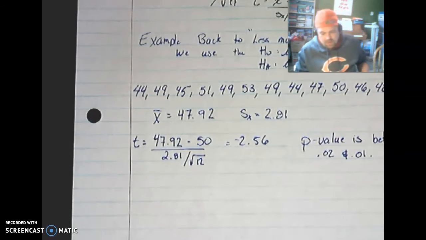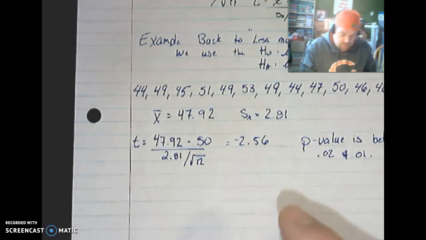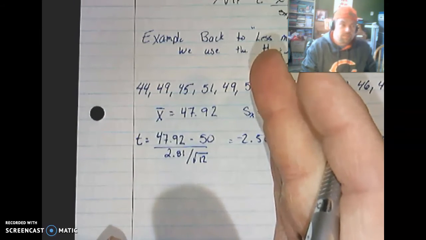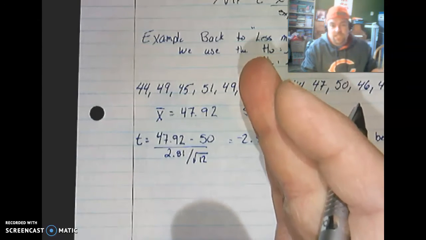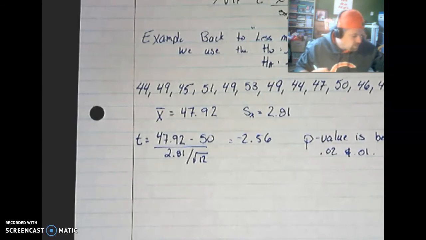Now don't forget, the reason we changed this to positive is because the graph is set up to read everything to the right, and so when I change it to a positive, I'm actually using it correctly where I need it to go.